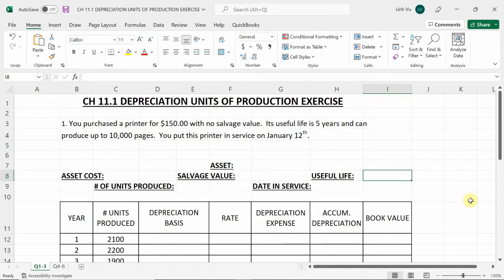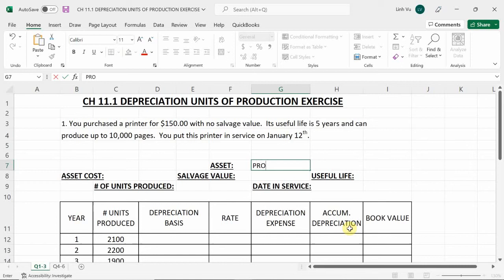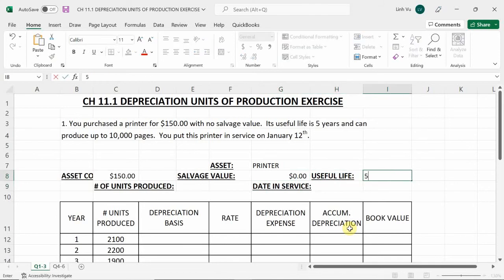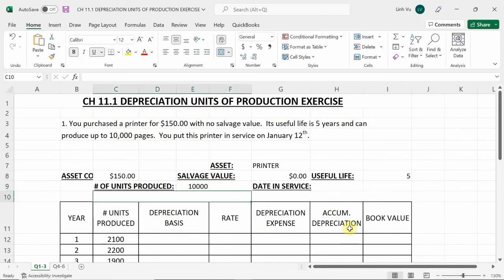So what did I buy? A printer. How much did the printer cost? $150. How much is the salvage value? 0. And what's the estimated useful life? 5 years. What is the number of units it can produce? 10,000 pages. It can give a total of 10,000 pages. And when is the date that I placed into service?